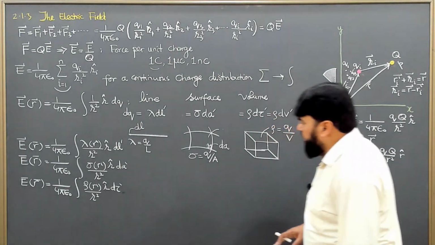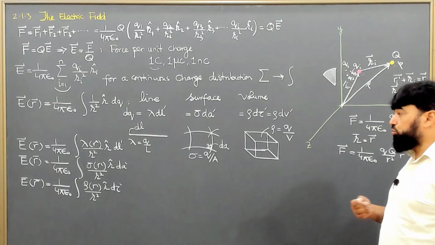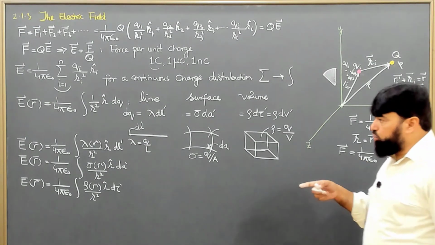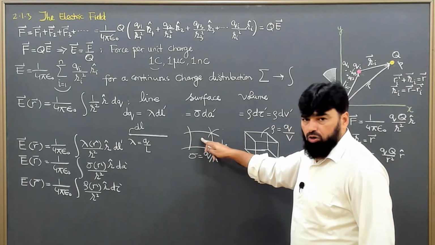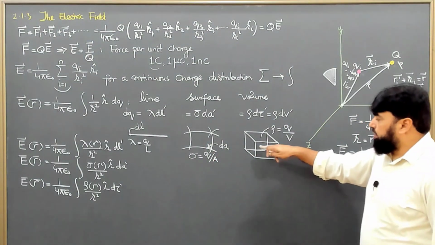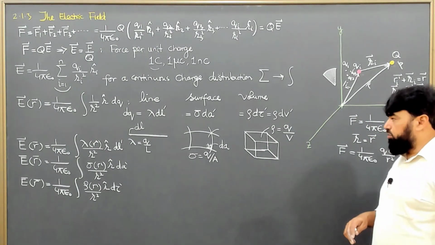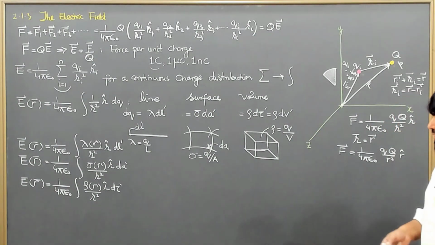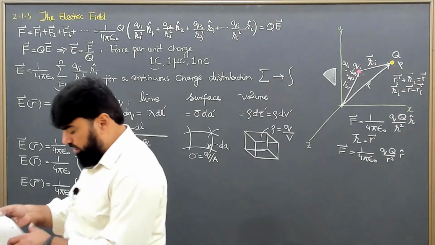So when we calculate for a continuous charge distribution, we have to look at what kind of geometry we are calculating on. Whether it is a one-dimensional geometry, which we call a line, a two-dimensional geometry, which we call a sheet or area, or a three-dimensional geometry, which we call a volume, such as a cube or sphere, three-dimensional bodies.